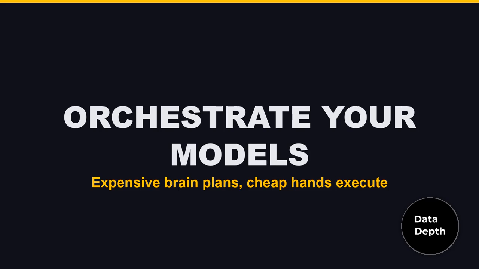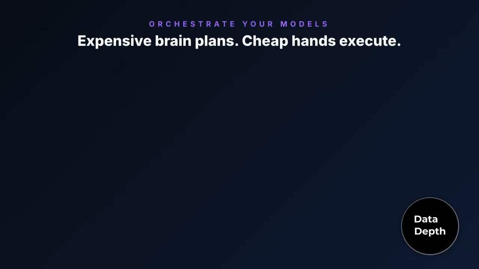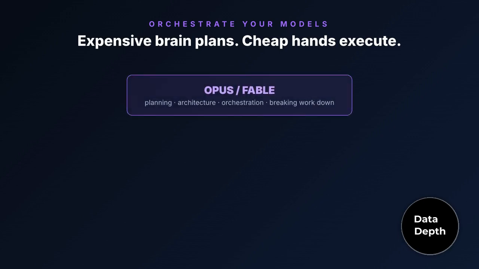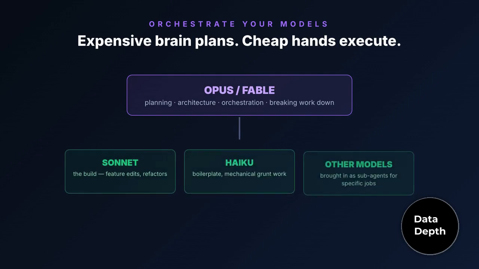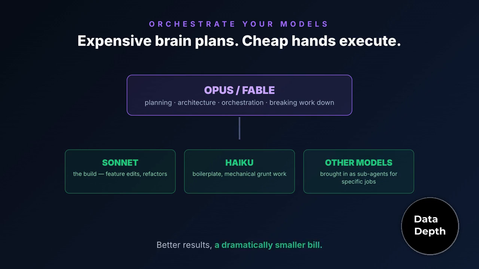The last automation move is the one that separates good from elite. Stop using one model for everything. Think of it like a real team. You don't put your most expensive architect on data entry, so use a powerful, expensive model, an Opus or a Fable, for the hard part: planning, architecture, orchestration, breaking the work down. Then delegate the grunt work, the repetitive edits, the boilerplate, the mechanical refactors, to faster, cheaper models like Sonnet or Haiku, running as subagents. Power users even bring in models from other providers as subagents for specific jobs. The expensive brain thinks. The cheap hands execute. You get better results and a dramatically smaller bill.